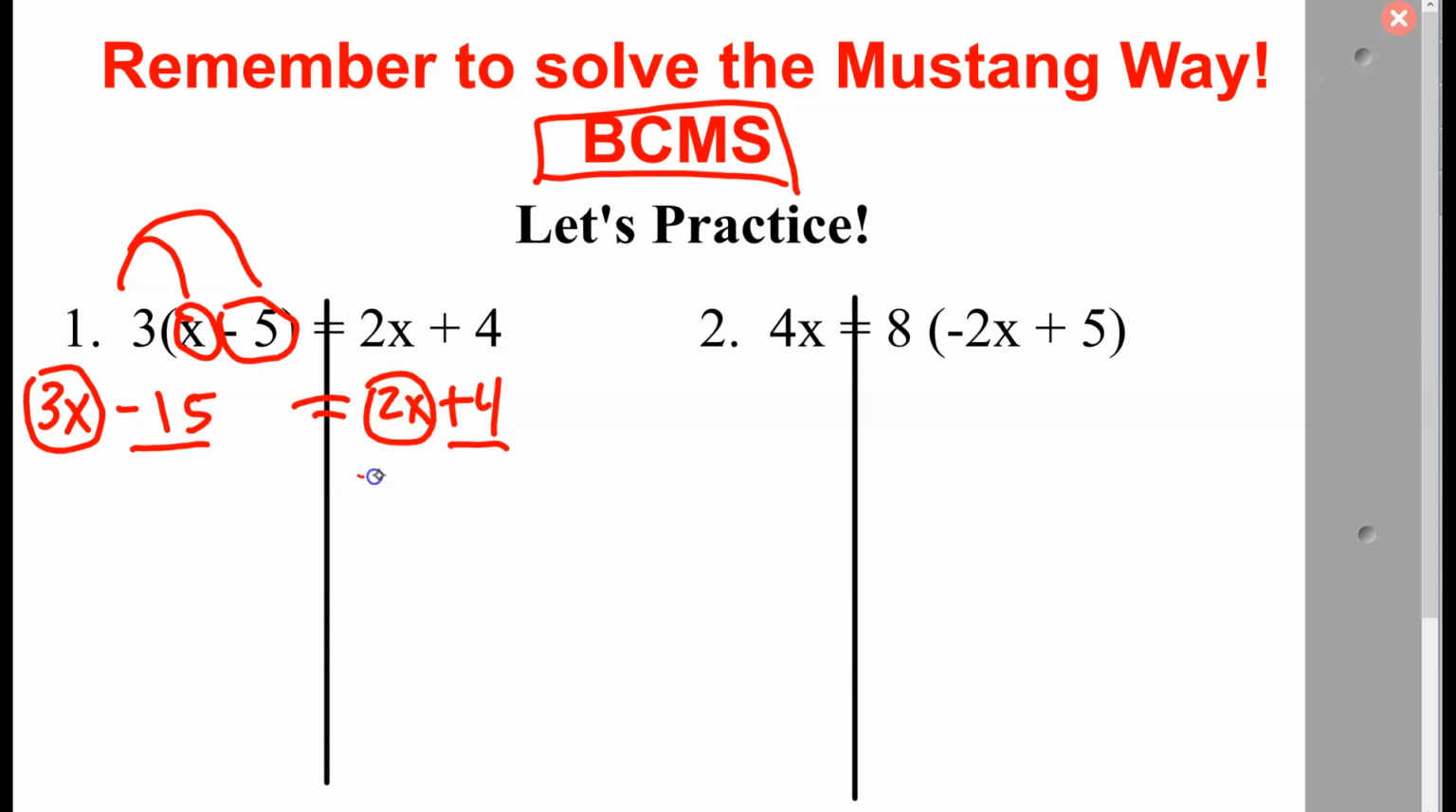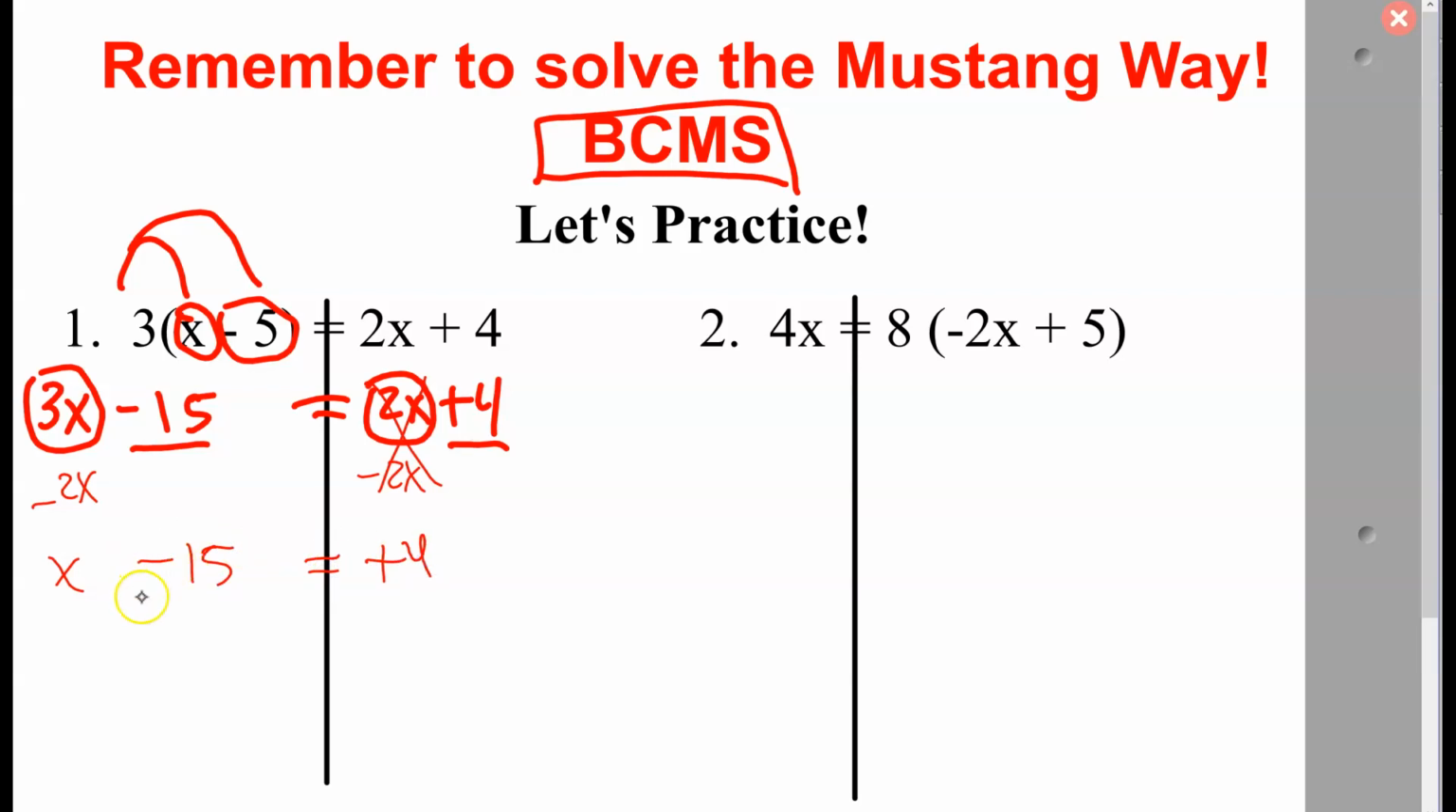So I'm actually going to subtract that 2x from both sides. I'm going to take it away, okay? And I bring it to its like term on this side, which is my 3x. And so what I'm left with is just x, or 1x. That's what I want. I still have a minus 15 over here, and I still have a plus 4. So I moved my variable term.